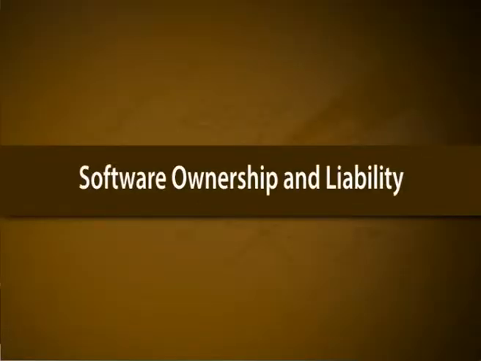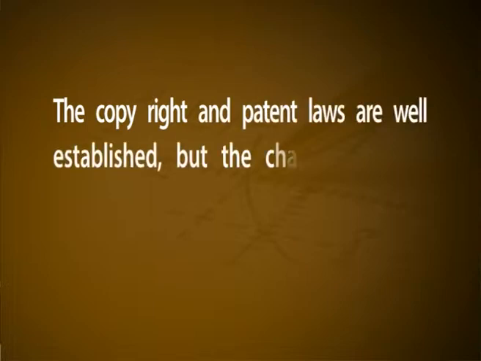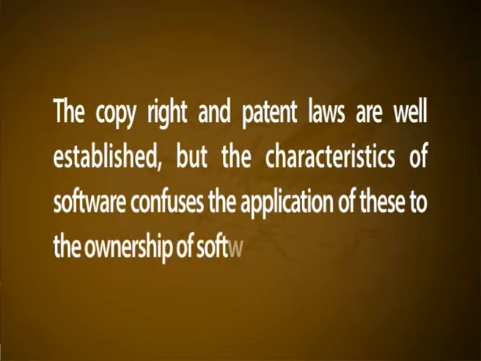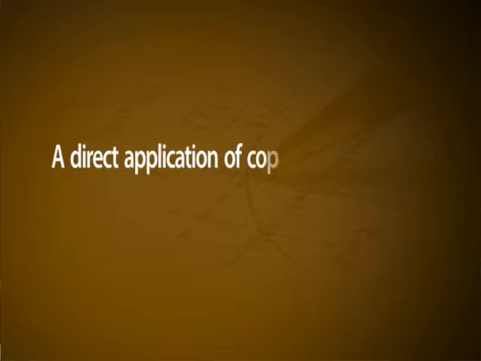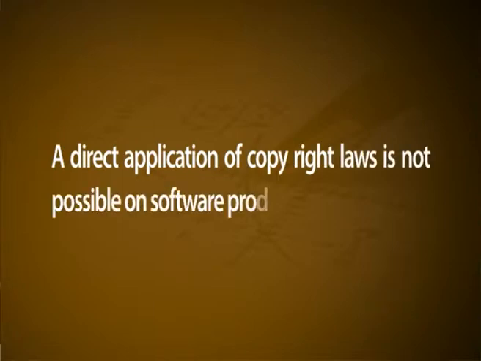Software ownership and liability. The copyright and patent laws are well established, but the characteristics of software confuse the application of these to the ownership of software. Copyright laws were established to protect an author's right to literary works. Here, the value of the product is in the expression of ideas and not the ideas themselves. But the value of software is generally in its function rather than its form, where the copyright laws protect the form rather than the function. So, a direct application of copyright laws is not possible on software products.